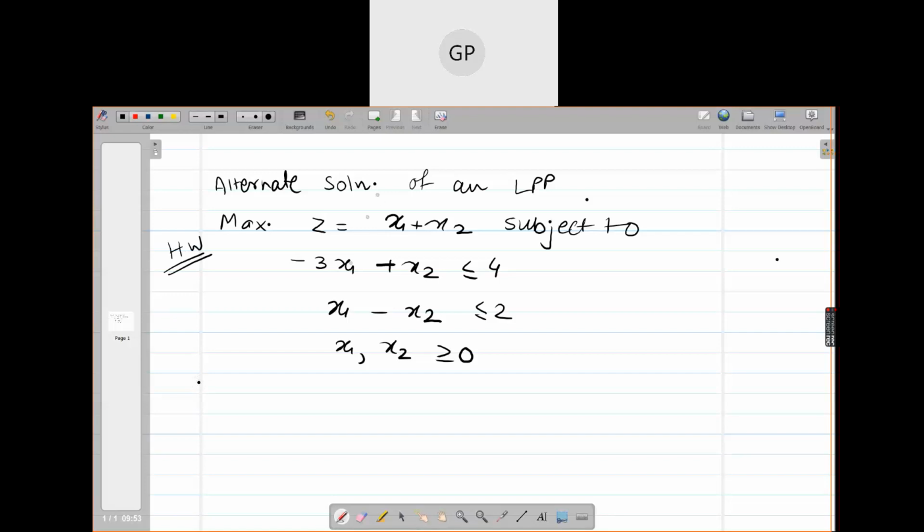Have you written this problem? Yes, ma'am. Okay. I hope we didn't have this. So I'll go to the next page. So we will solve this problem today.